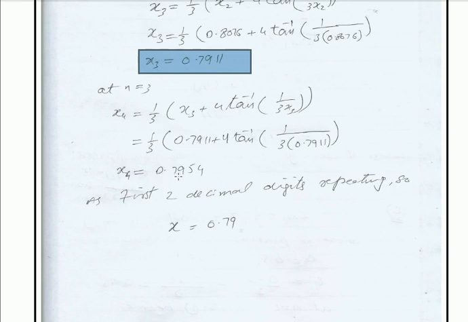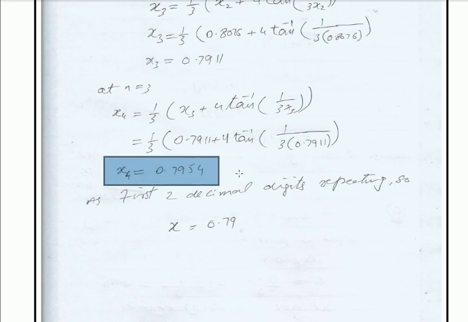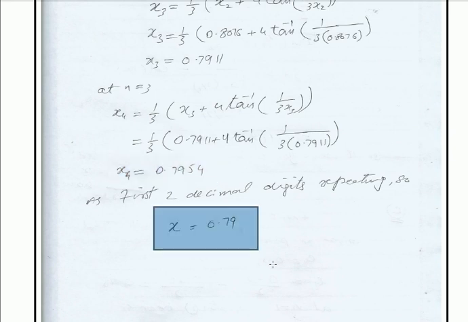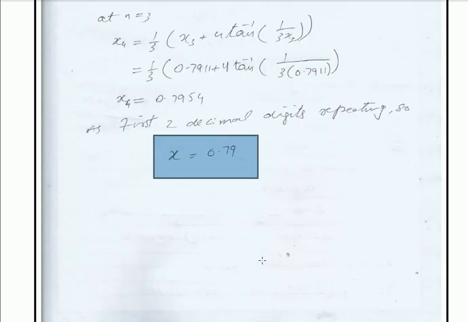After putting the value of x3, after simplification, we get x4 equal to 0.7954. If we compare the two previous values, x3 equal to 0.7911 and x4 equal to 0.7952, the first two decimal digits are the same. So as the first two decimal digits are repeating, x equals 0.79. This is the answer of part C.